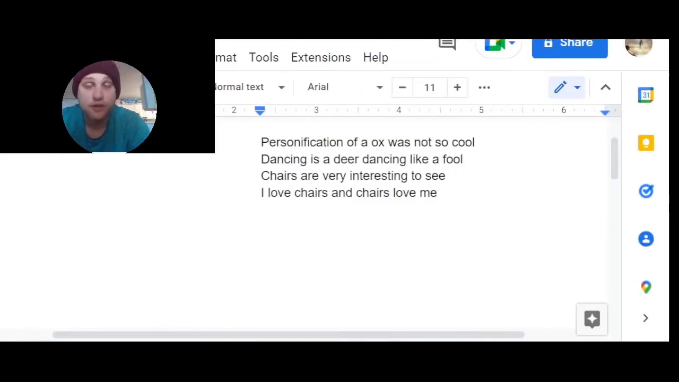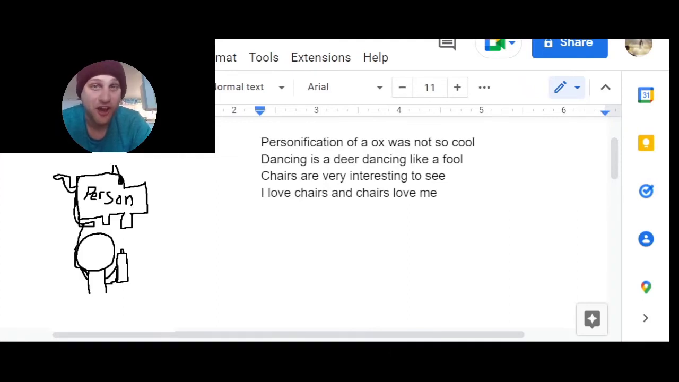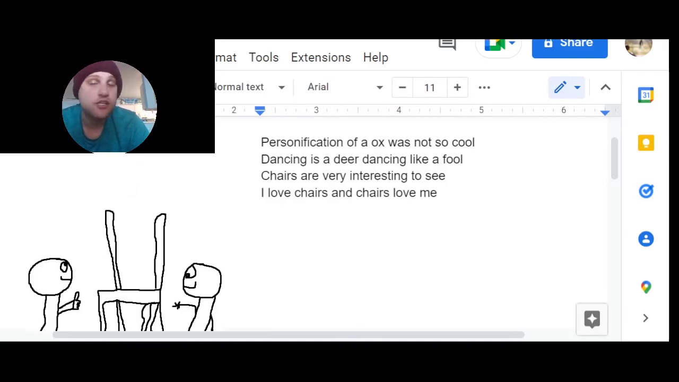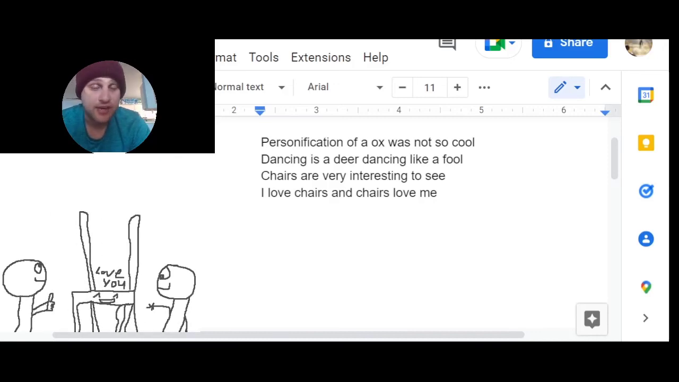I'm out of here. So for our final example here, we have a very simple poem for you. Personification of an ox was not so cool. Dancing is a deer dancing like a fool. Chairs are very interesting to see. I love chairs, and chairs love me.